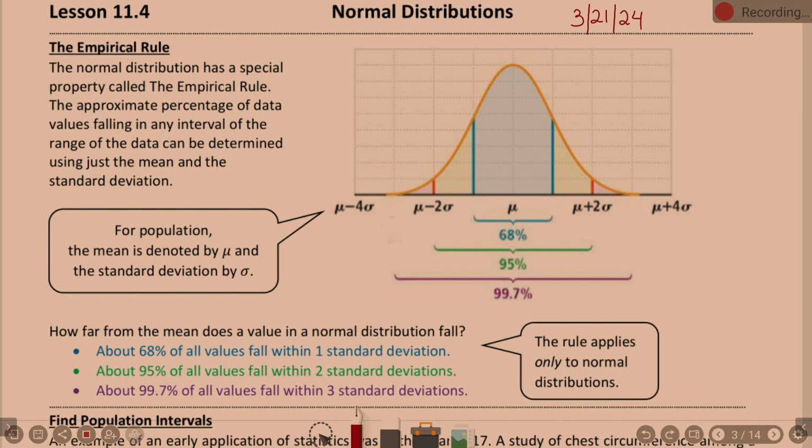With that in mind, there's something called the empirical rule that talks about how the data is spread out underneath it. So up here, notice it says the normal distribution has a special property called the empirical rule. The approximate percentage of data values falling in any interval of the range of the data can be determined using just the mean and the standard deviation. Now, a couple of things.